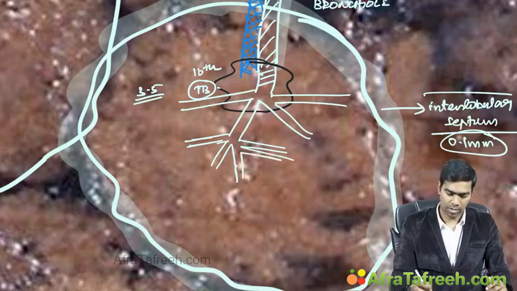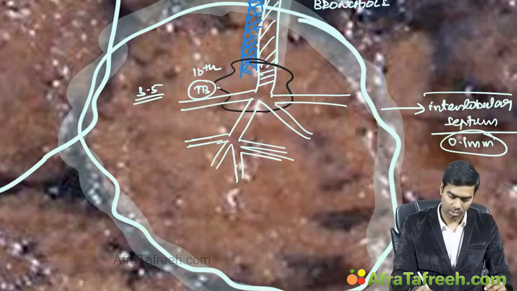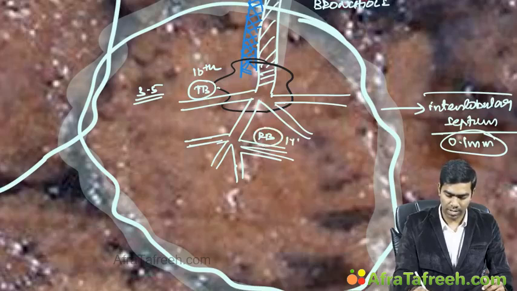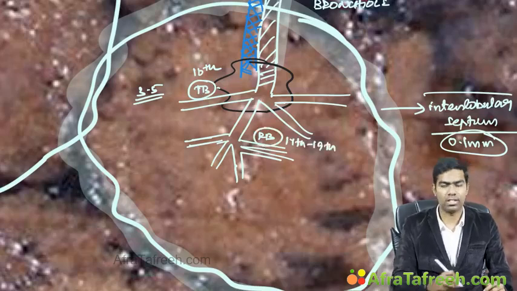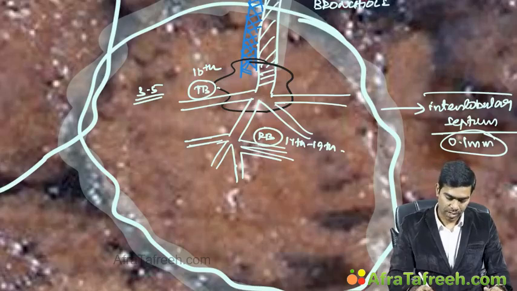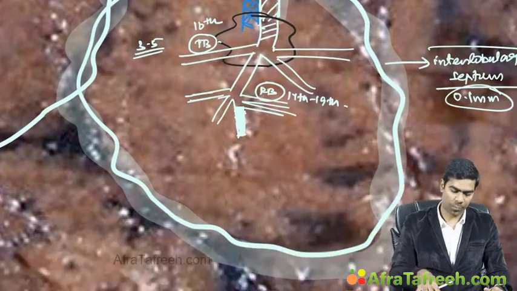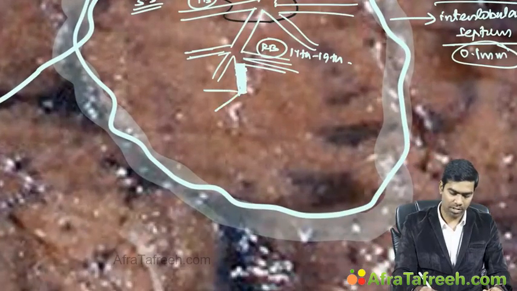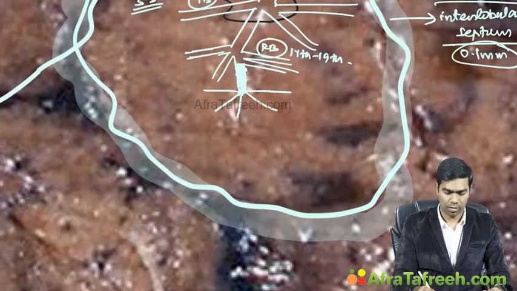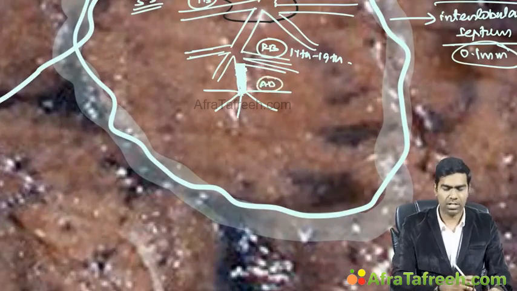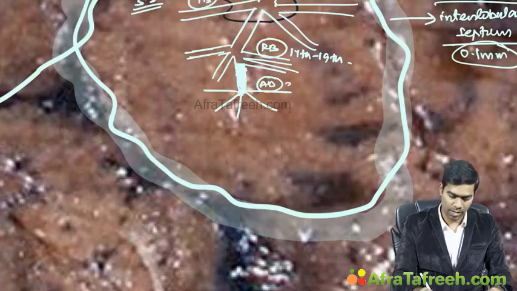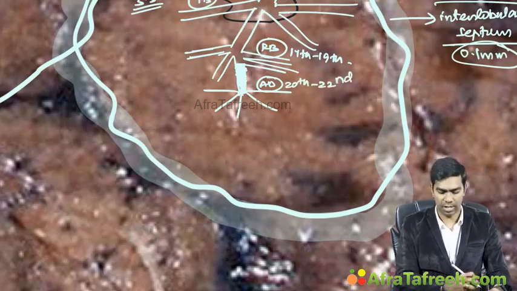Respiratory bronchiole. So let us assume this is a respiratory bronchiole. The respiratory bronchioles contribute to generation number 17 to 19. So let us take only one respiratory bronchiole, and you have multiple alveolar ducts. These are the alveolar ducts, which typically contribute to the 20th to 22nd generation.